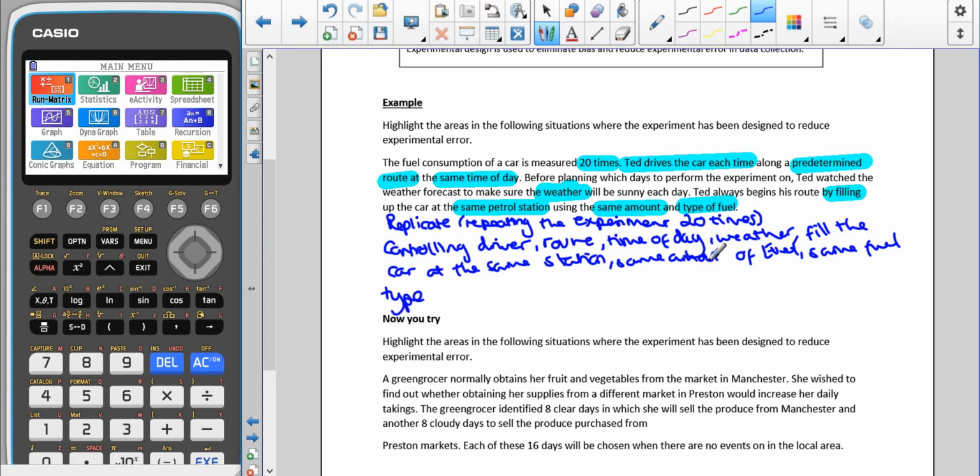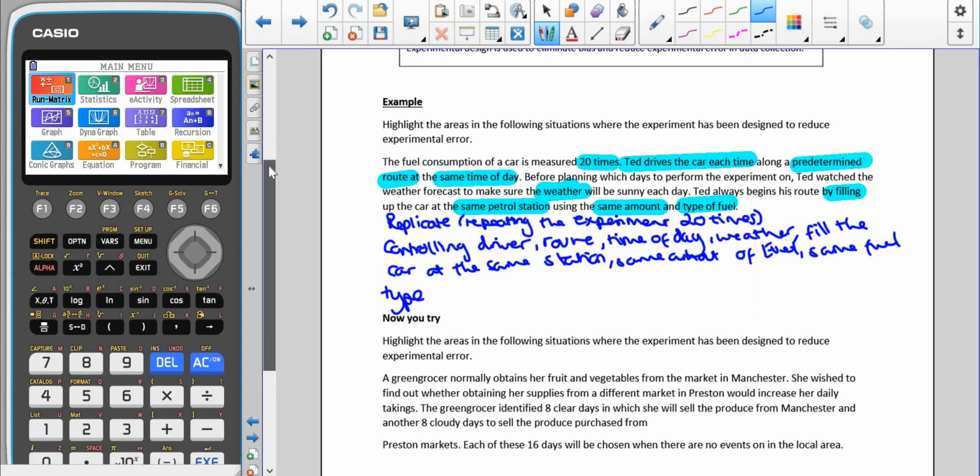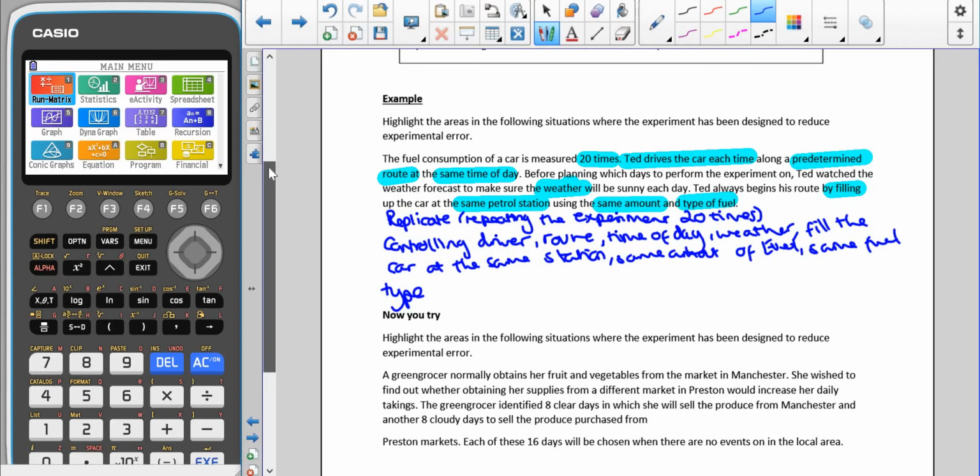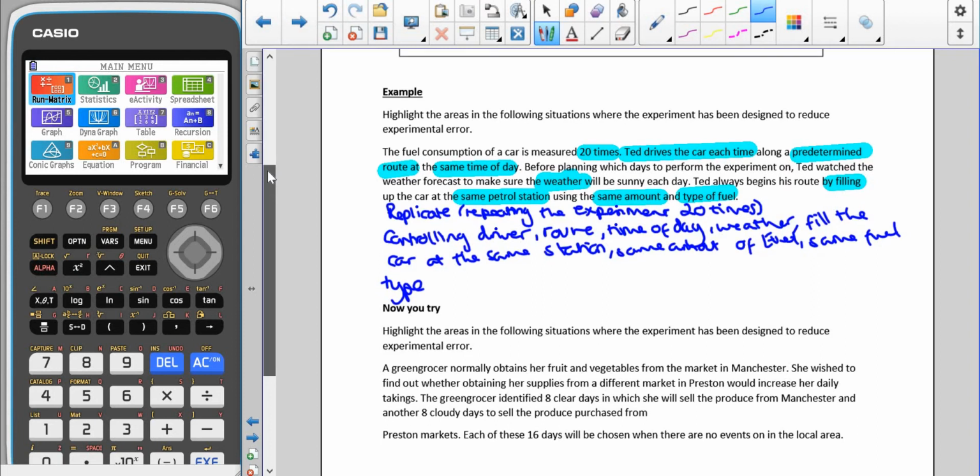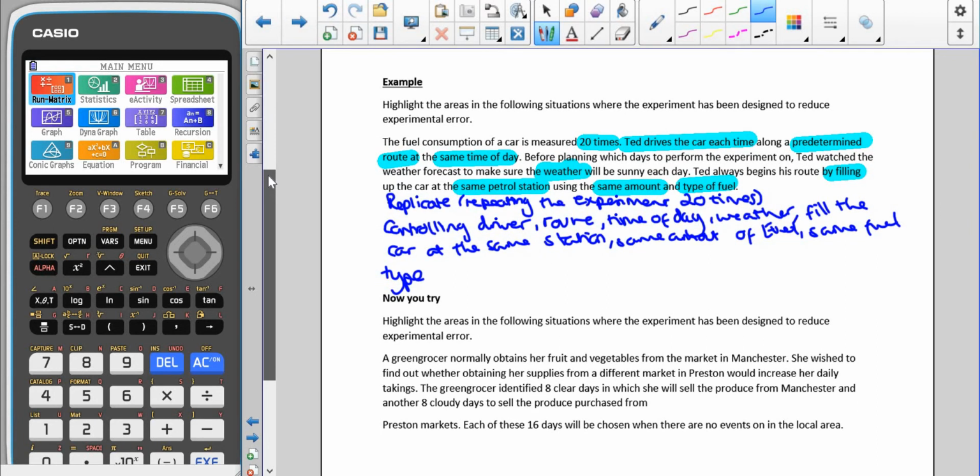The same type of fuel is because you have more high-performing fuels, which usually have fewer impurities and therefore make your car run better for longer. And this may be the reason for the difference in the values. So there's quite a lot there that Ted controlled, quite a lot that he tried to make the same. So I think that if he actually performed that experiment, he would get some good results.